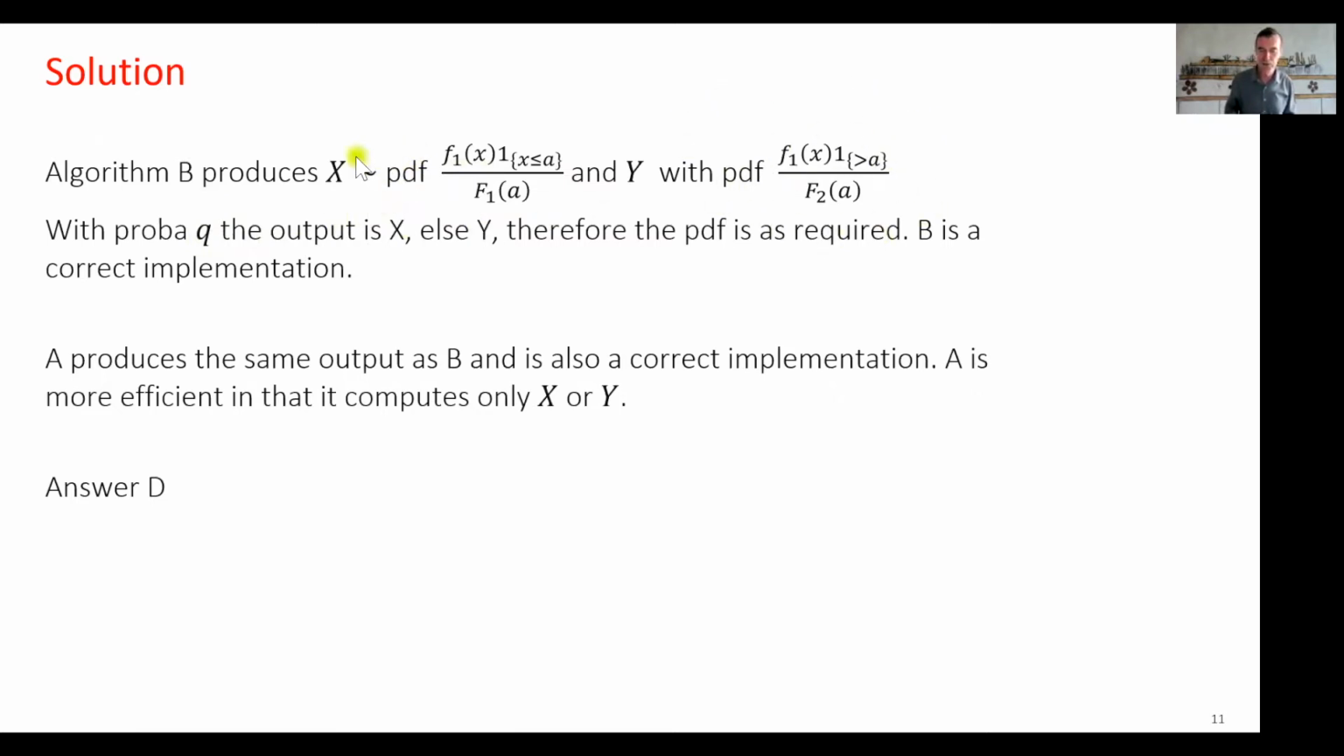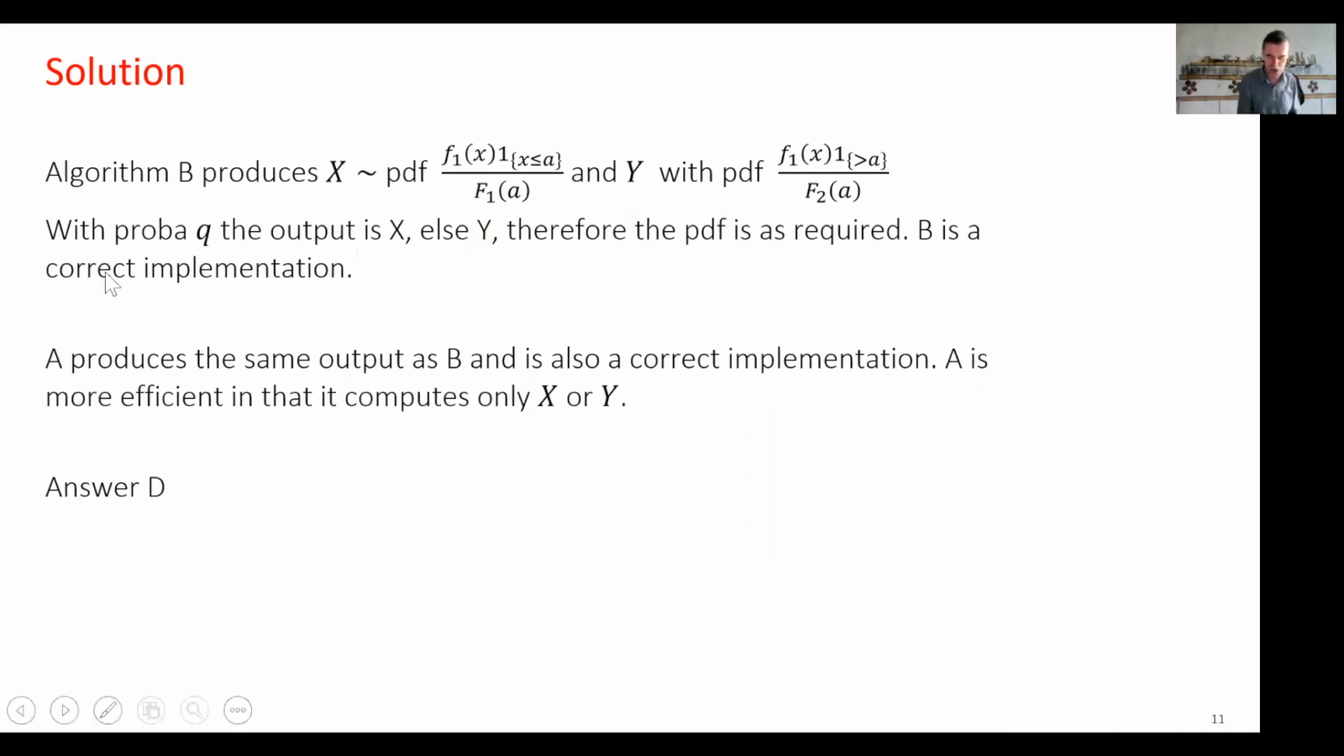And therefore, the overall PDF is the weighted sum by the law of total probabilities, Q times this plus 1 minus Q times that. So B is a correct implementation that at the same time gives us an interpretation of what we do with such a combination. We assume that the data have been produced with some probability from one distribution, subject to the condition that it falls below the threshold, or from the other, subject to the condition that it falls above.